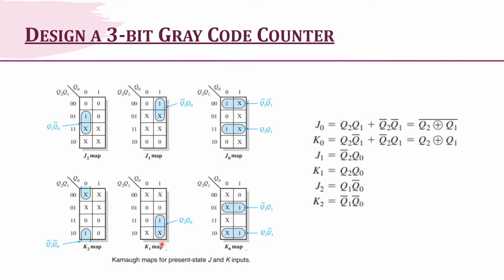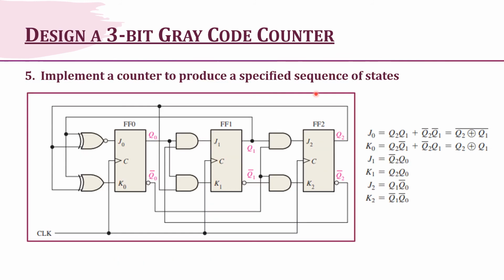Similarly, K1 is equal to Q0 into Q2. J1 is equal to Q0 into Q2 complement. J2 is equal to Q1 into Q0 complement, whereas K2 is equal to Q1 bar into Q0 complement. Now we know the equations for J0, K0, J1, K1, J2 and K2. Now let's draw the corresponding logic diagram. Let's implement the counter using the equations that we just derived.